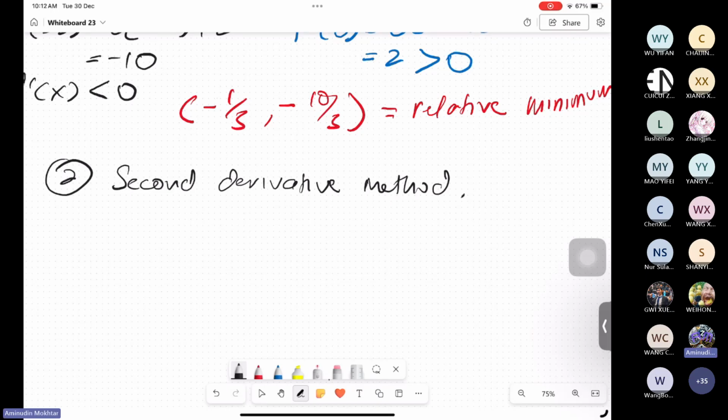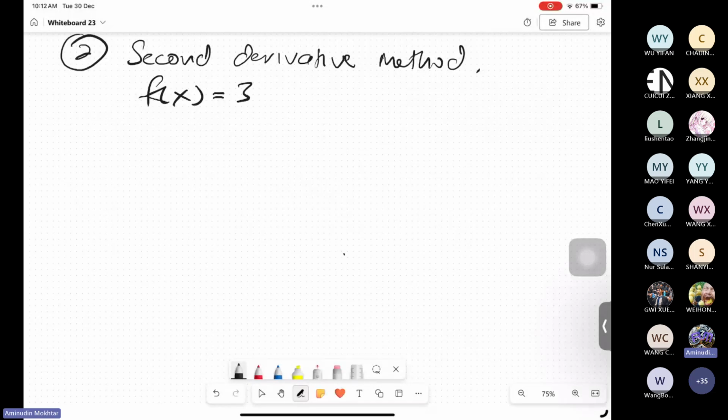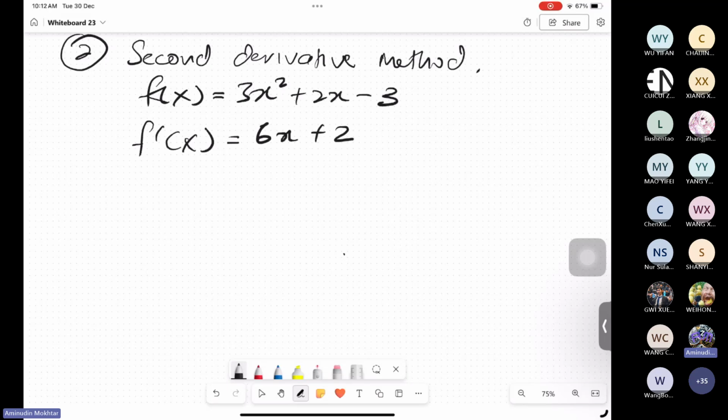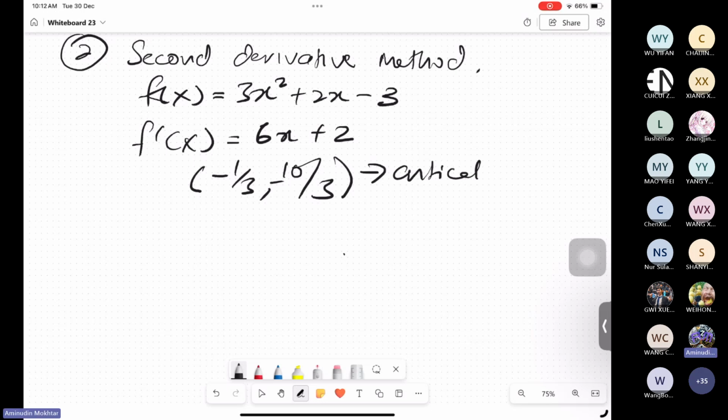Okay, what is the second derivative method? Again, I just write our function f(x) equal to 3x squared plus 2x minus 3. And then the first derivative, the slope equation, is equal to 6x plus 2. And then the critical point is negative 1 over 3 and negative 10 over 3. Based on the first derivative method, we concluded that this critical point is a minimum relative point.